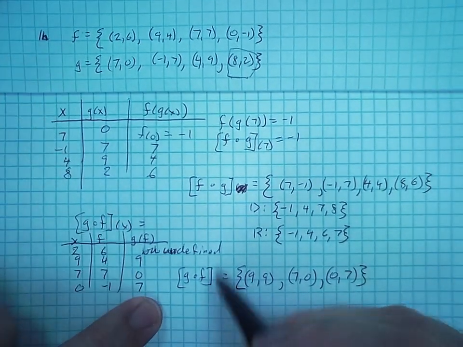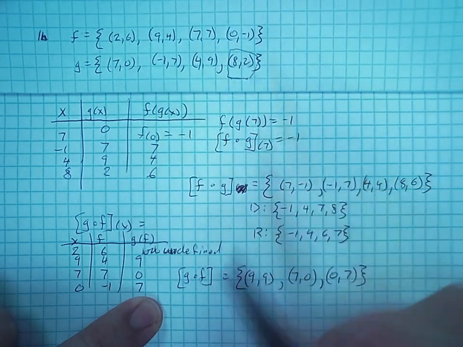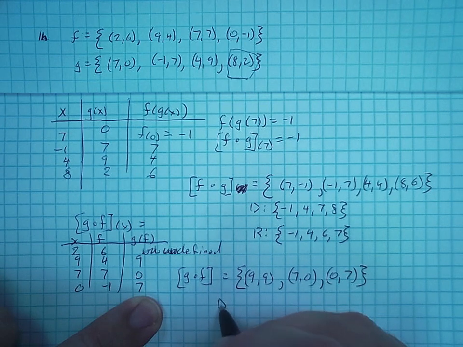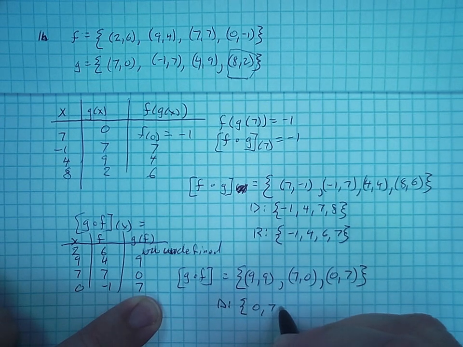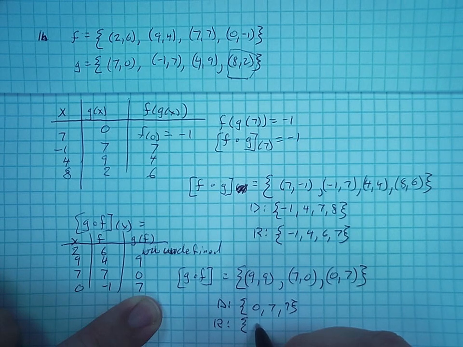But in g of f, I never get to stick in the 2, and I'll never get 2 as an answer for g of f because they don't line up right. So the domain here has only 3 parts in it: 0, 7, 9. And the range is only 0. Oh, it's also 0, 7, and 9. Interesting.